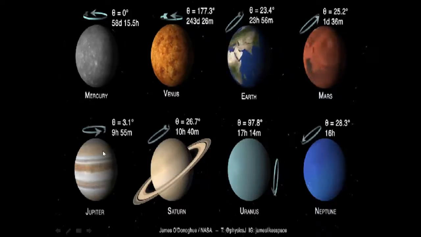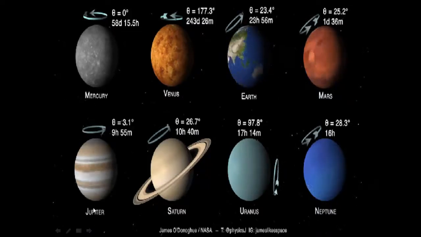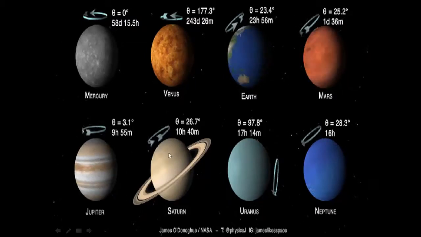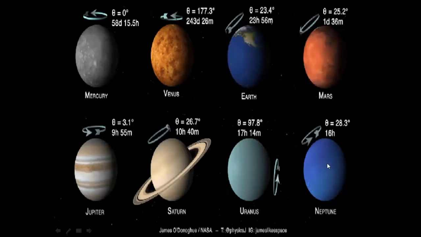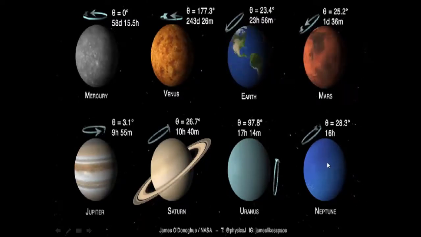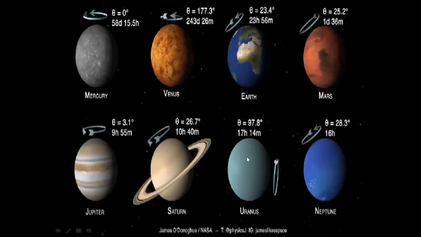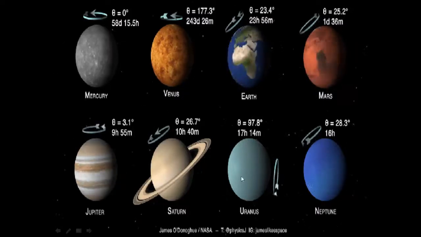Jupiter, you can see, is almost not tilted. Mercury is also not tilted at all. But here you will see Saturn is tilted approximately the same way our Earth and Mars are tilted. Neptune is also tilted approximately the same. There are two anomalies here. One is that Uranus is tilted at 90 degrees.